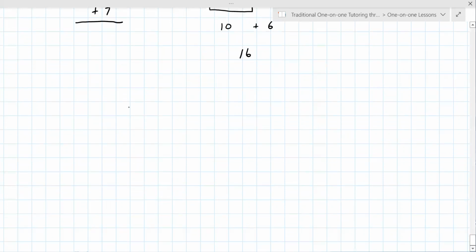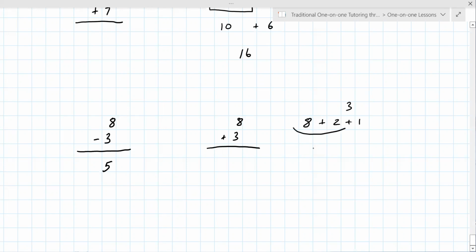Okay, let's try something else here. How about 8 minus 3? 5. 5, okay. How about 8 plus 3? 10. Okay, so I look at 8 plus 3 and I think of it as 8 plus, and then because 3 is really 2 plus 1, 8 plus 2 is 10. 10 plus 1 is 11.